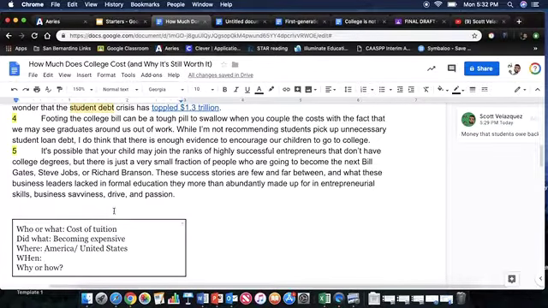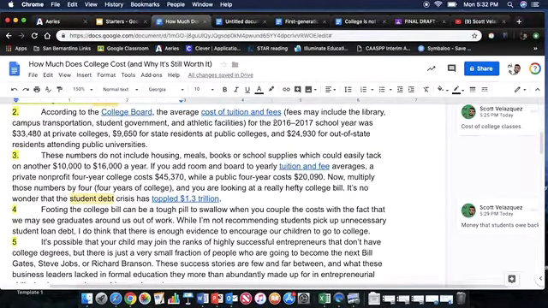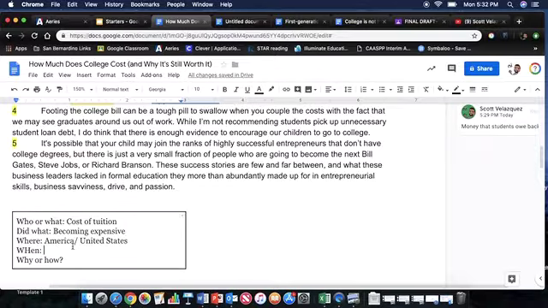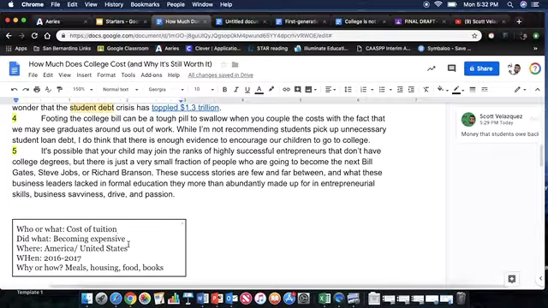Okay, when is it happening? If we go back up here, it said in 2016 and 17, so that's when this article is happening. So right where it says when, I want you to write 2016 to 2017. And why is everything so expensive? Well, it says that because meals, right, housing, food, books, all those factors will contribute to the cost of tuition going up, right? It's expensive.